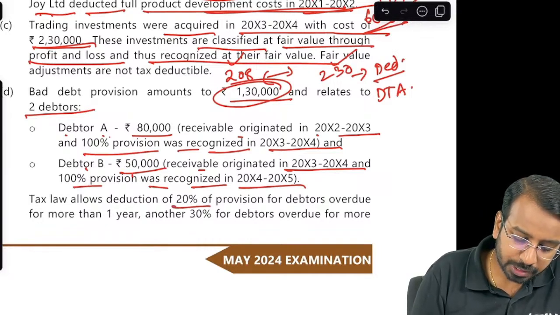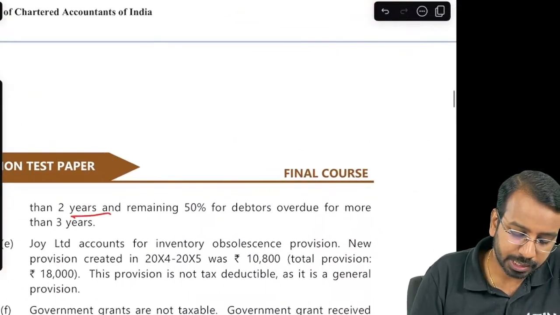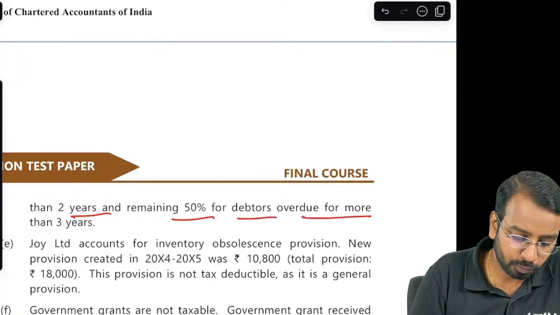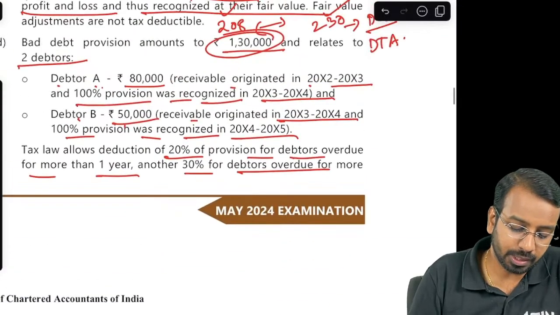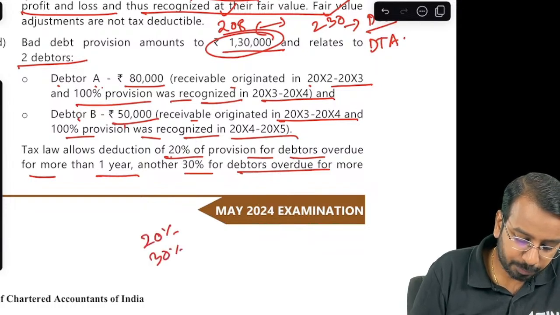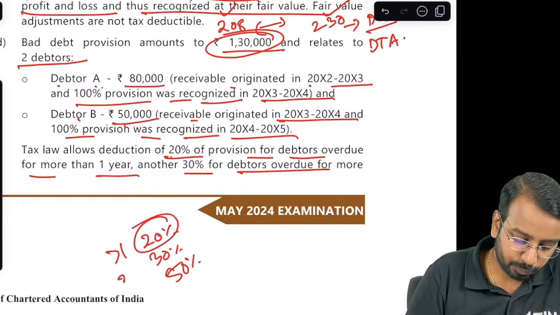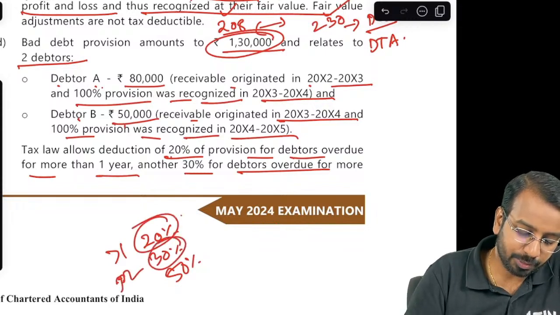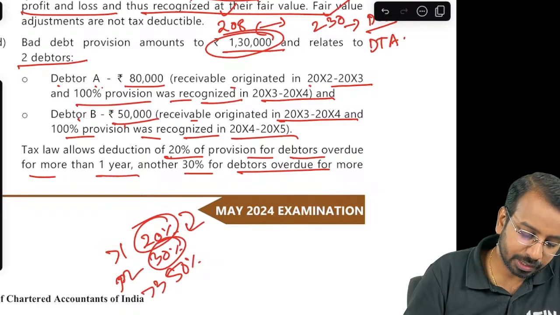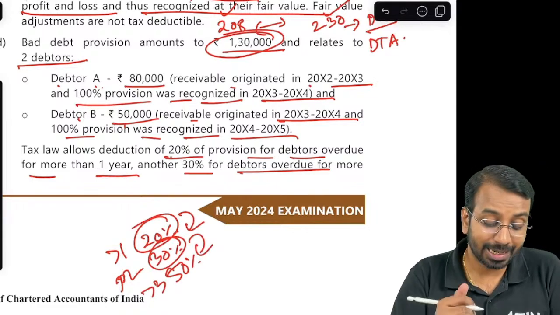Tax laws allow 20% of provision for debtors overdue for more than 1 year, and another 30% of debtors overdue for more than 2 years, and 50% for debtors overdue for 3 years. Okay, so what they have said is 20%, 30% and 50%. If it is more than 1 year, take 20%. If more than 2 years, take additional 30, means 20 plus 30. More than 3 years, 30 plus 50, that is 100. So that is how they will be allowed for tax purpose.